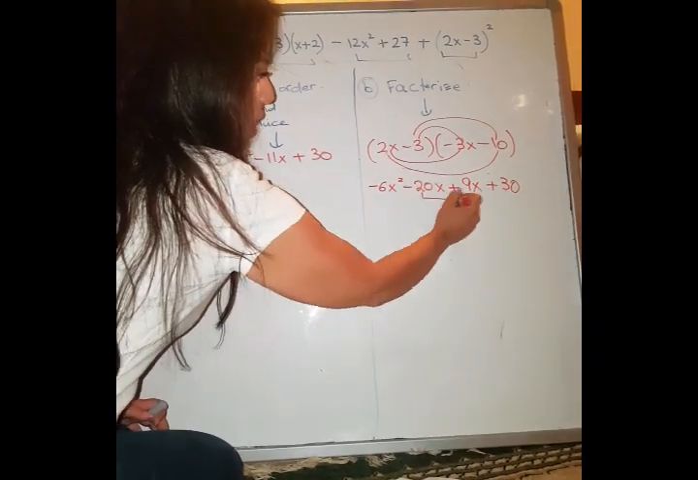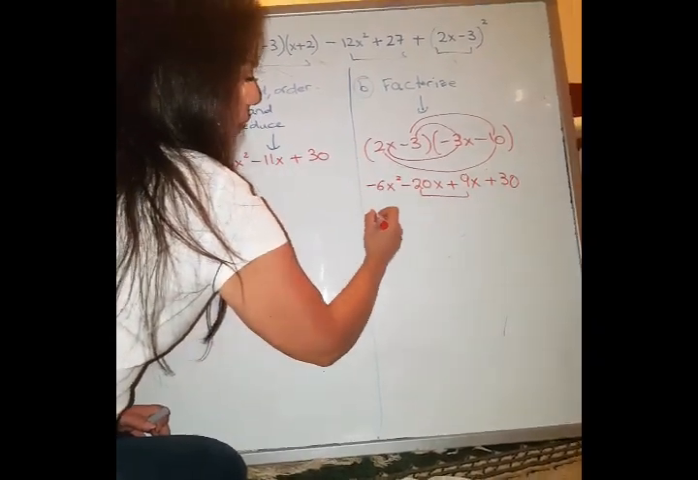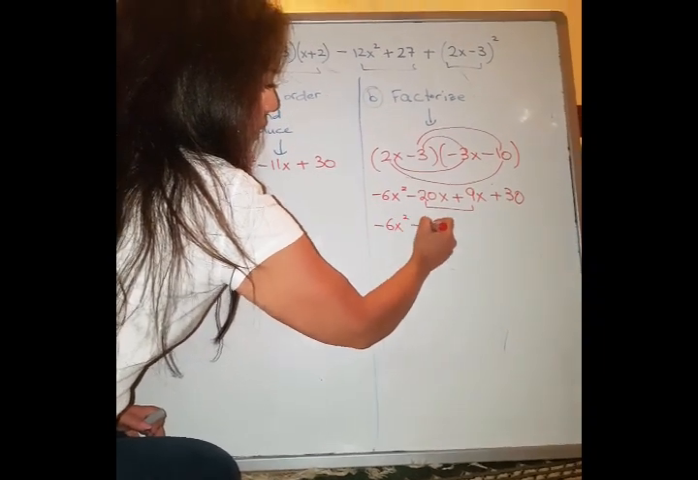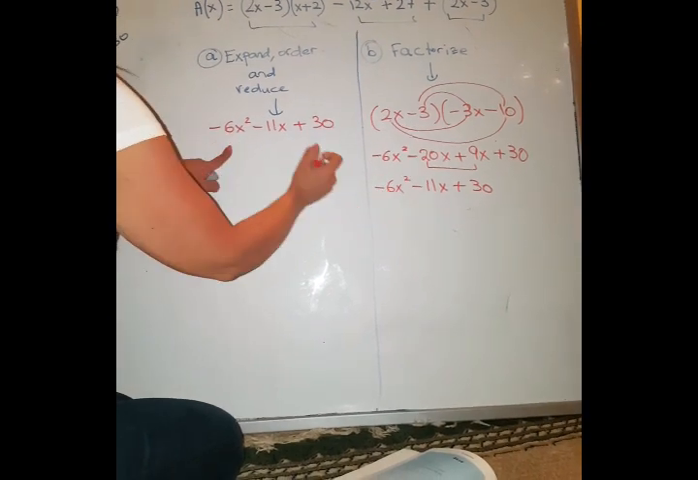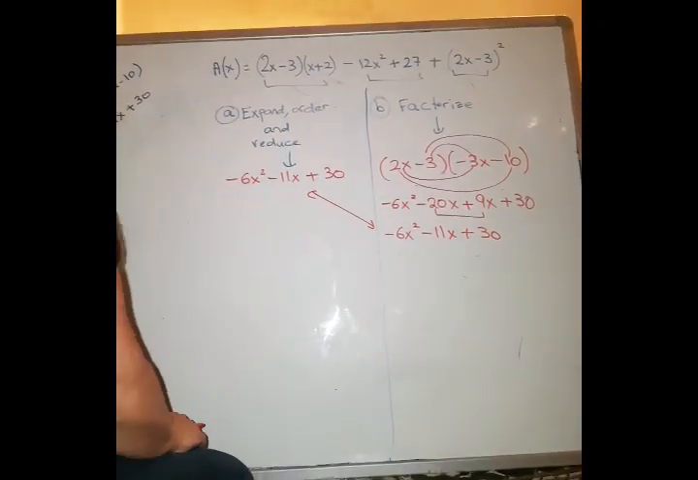Where are my like terms? Negative 20 plus 9, which is negative 6x to the second, negative 11x plus 30. Is it the same answer? Yes, it is. So it is correct.